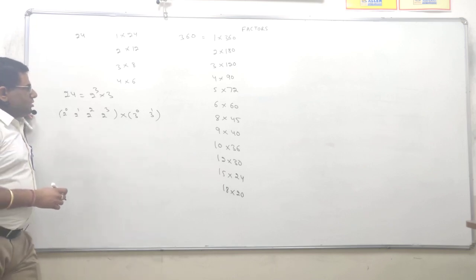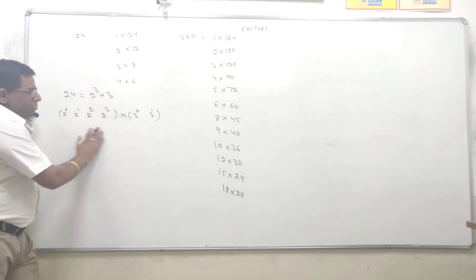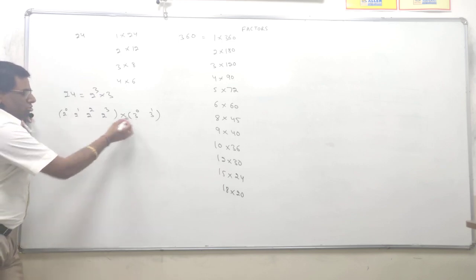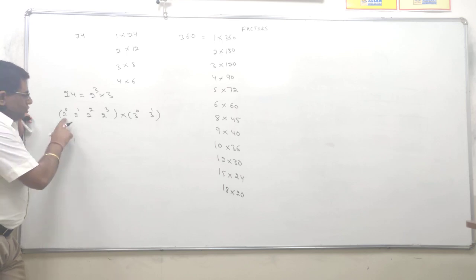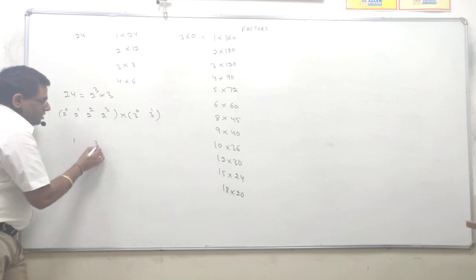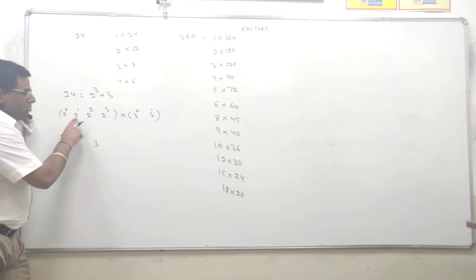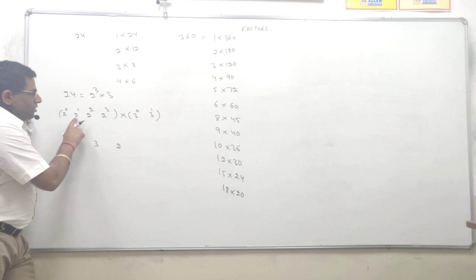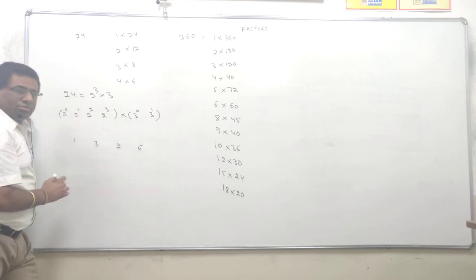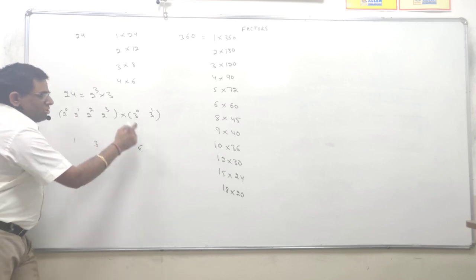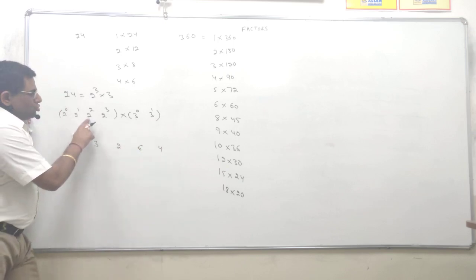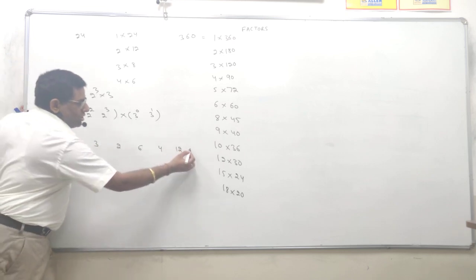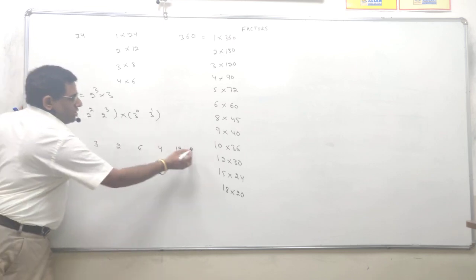What I would like to say is that the total factors of 24 may come this way. 2 raised to the 0 into 3 raised to the 0, that is 1. 2 raised to the 0 into 3 raised to the 1, another factor is 3. 2 raised to the 1 into 3 raised to the 0, factor is 2. 2 raised to the 1 into 3 raised to the 1, that is 6. 2 square into 3 raised to the 0, that is 4. 2 square into 3, that is 12. 2 cube into 3 raised to 0, that is 8. 2 cube into 3, that is 24.